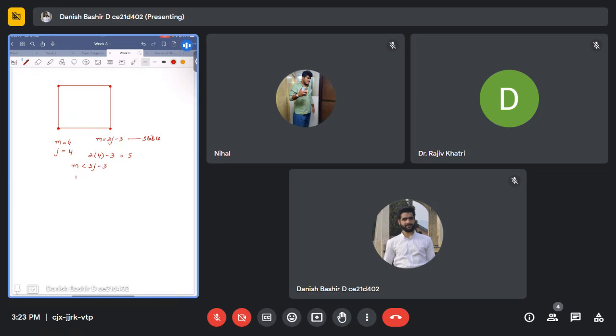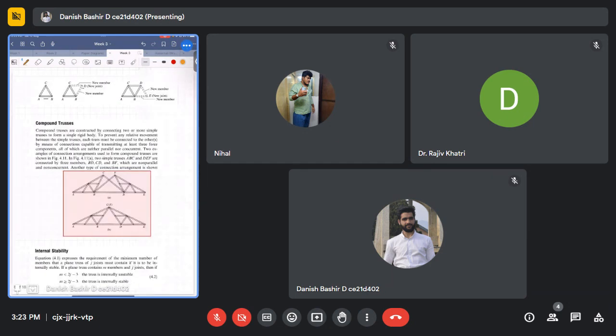If there was one more member here, let me draw in a different color, only one more member, this truss would have been an internally stable truss. So that is the case written here. If M is less than 2J minus 3, the truss is internally unstable. If M is greater than or equal to 2J minus 3, the truss is internally stable.